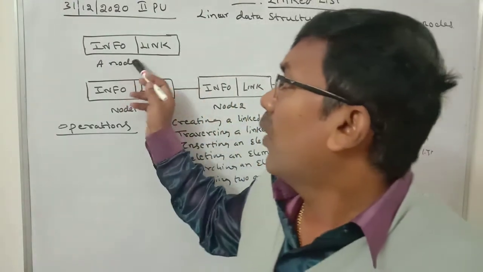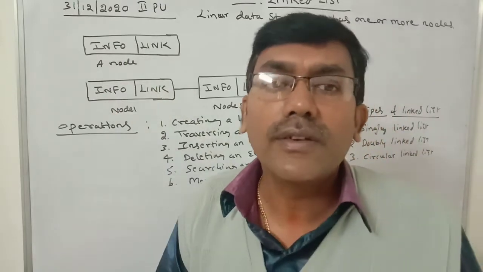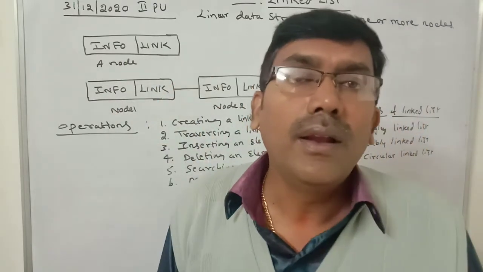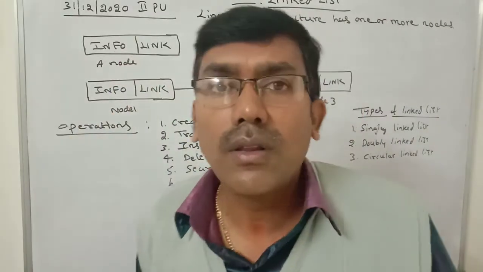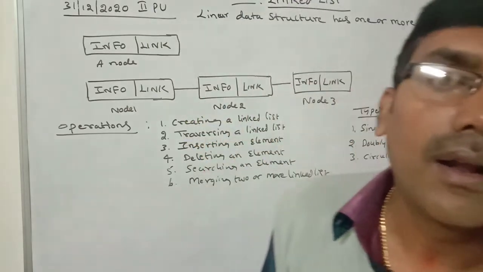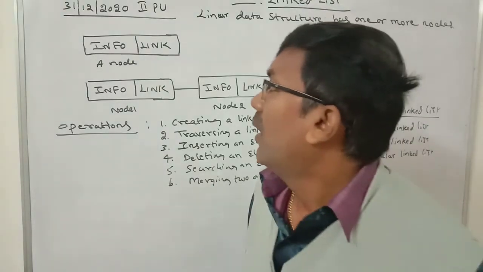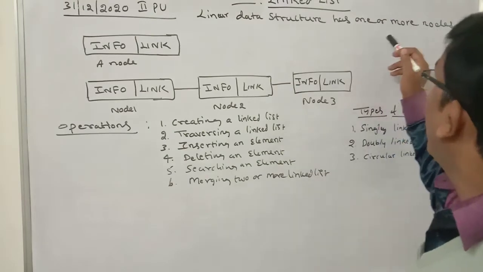A node contains two parts. One is the information part, which means the data part, and another one is the link part. The link will hold the address of the next node, and the information will hold the data, any type of data, whether it is numeric, alphabetic, or alphanumeric. A linked list may contain one or more nodes.